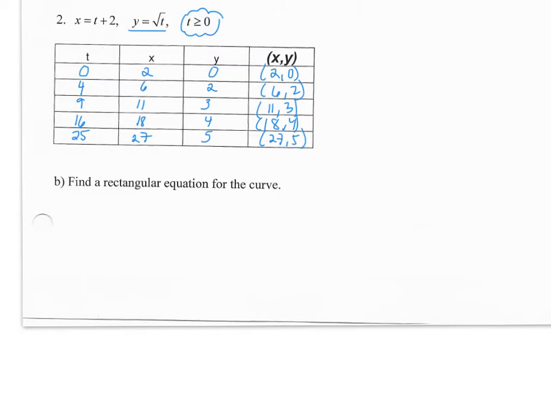Okay, now on this one, because the points are so big, like that last point is 27, 5, instead of trying to do all the 27 little tick marks, I'm going to answer part B first and see what shape we're even talking about here. Okay, so the original equations, x equals t plus 2, and y equals root t.